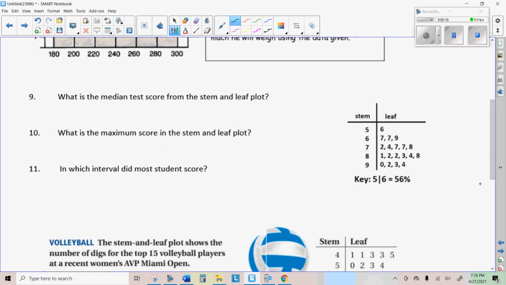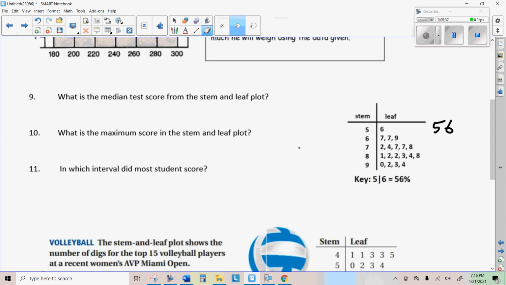Otherwise, the next thing we're going to look at is a stem and leaf plot. Now, a stem and leaf plot is like a really convenient way to write numbers. You have to know that the stem represents a certain place value and the leaf another. So in this case, the stem is the tens and the leaf are the ones. So this 6 right here really means the number 56. All right.